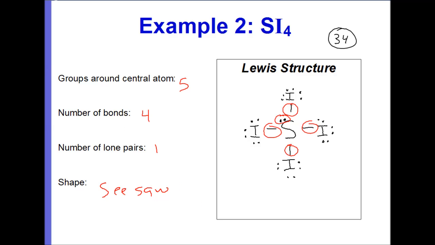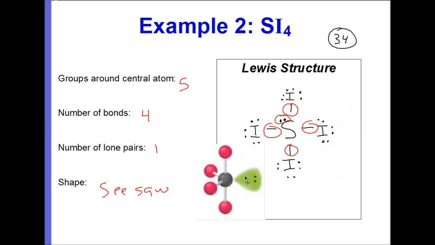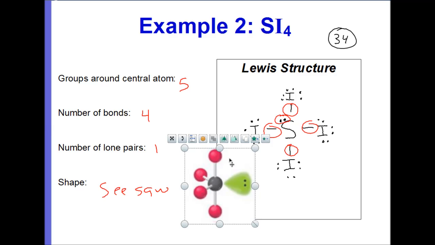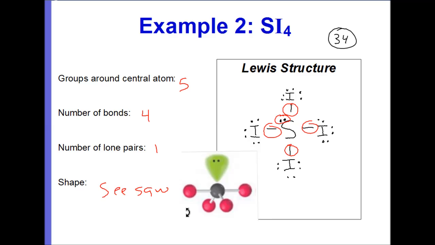If we take a look at this right here, you can kind of see what it would look like. If I rotate this just a little bit and rock it back and forth, it looks like a seesaw going back and forth. And that's what the seesaw does. If I show you the model kit in just a moment, that's exactly what it's going to do.